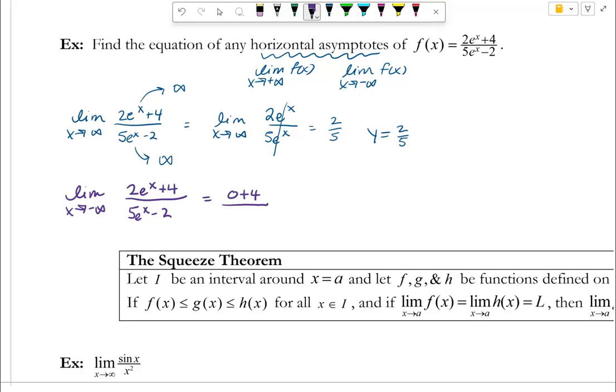All right, and then in our denominator, we have 5 times 0 minus 2. So we end up thinking about this one a little bit differently, but we end up getting a limit value of -2, and we do have an asymptote at y = -2.